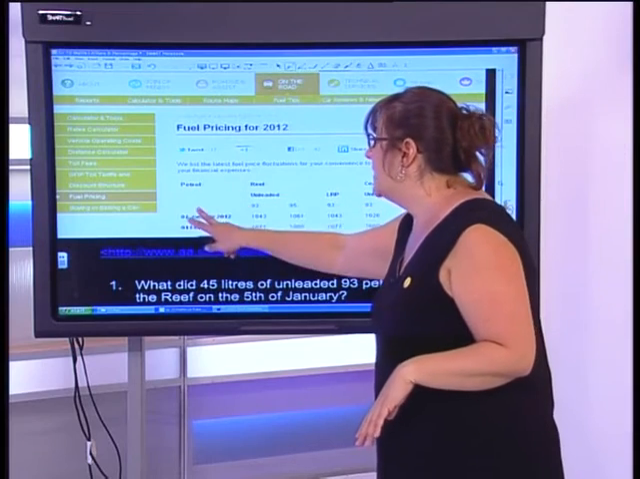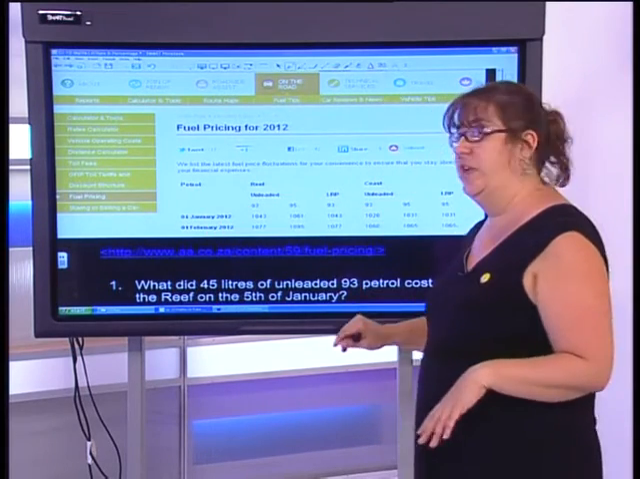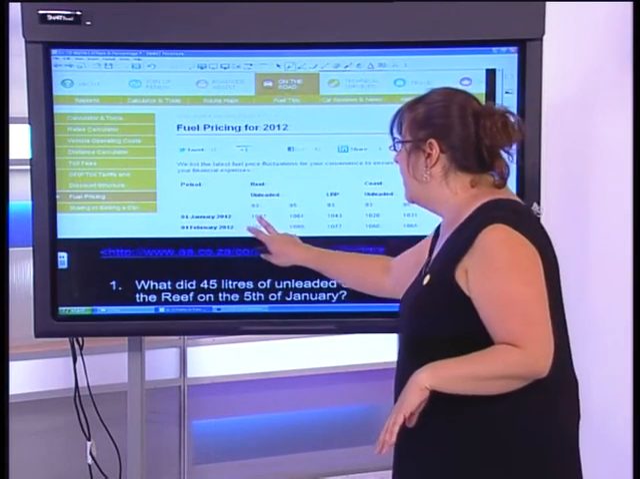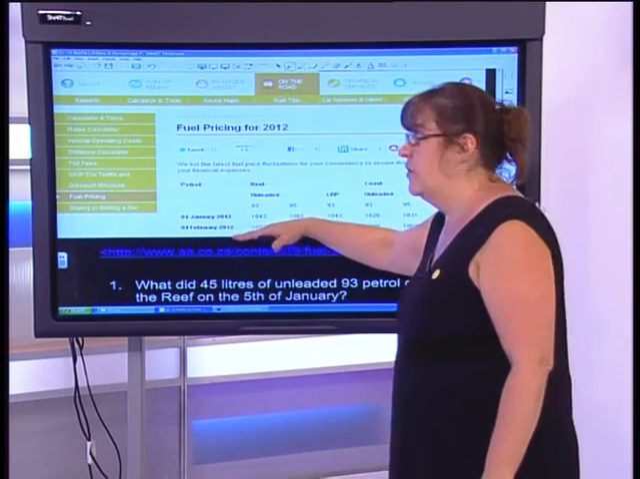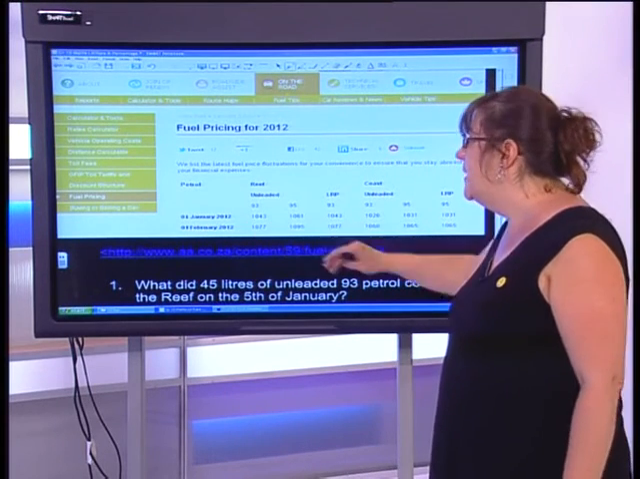So we're looking at the petrol on the 4th of January 2012, and we're looking at a price for 93 at the reef, a price for 95 at the reef, a price for the LRP, the reef, and then we've got our coastal price for each one. And then on the 1st of February, those prices changed.